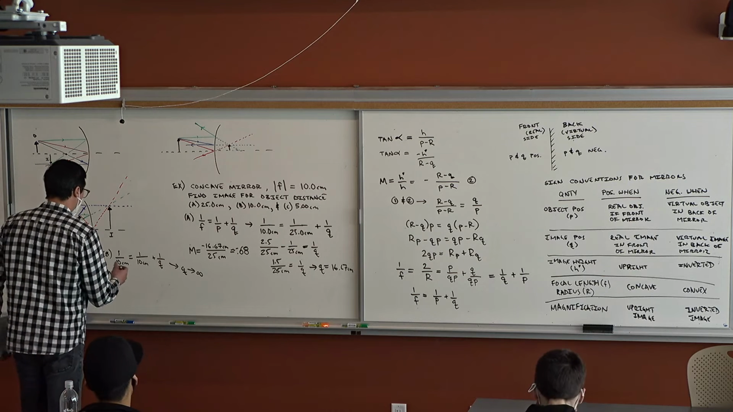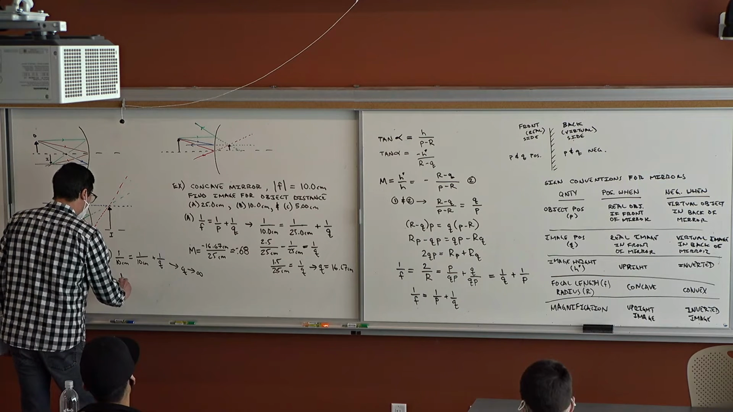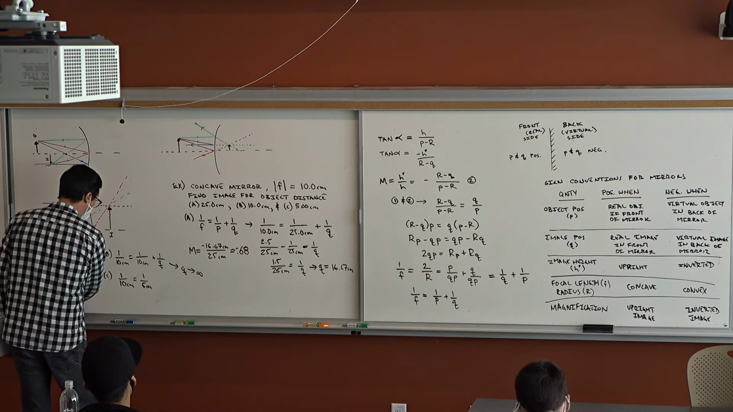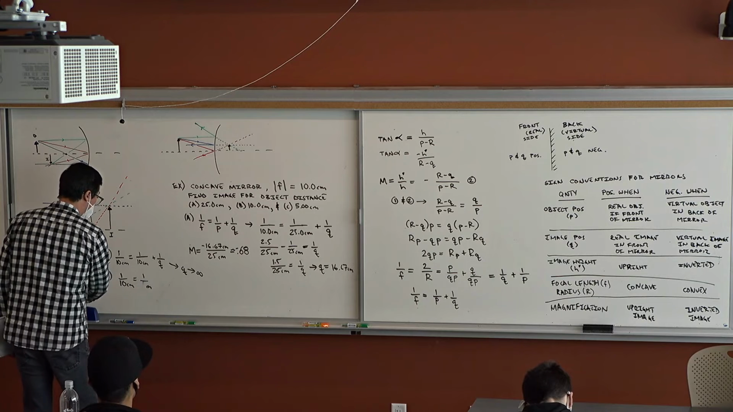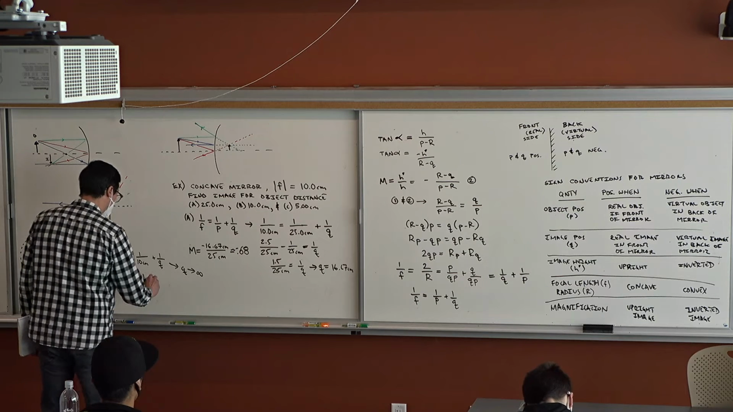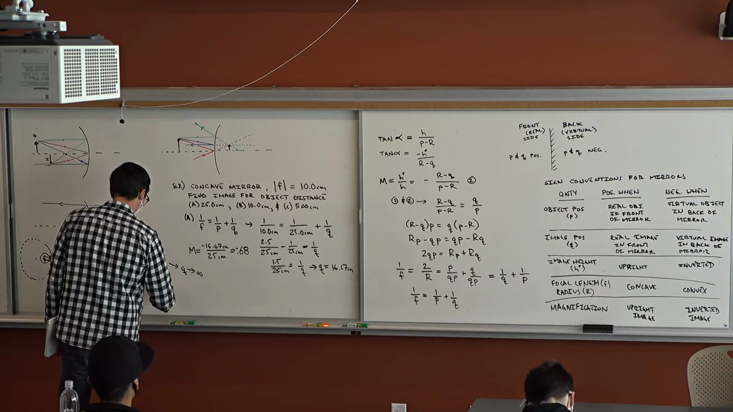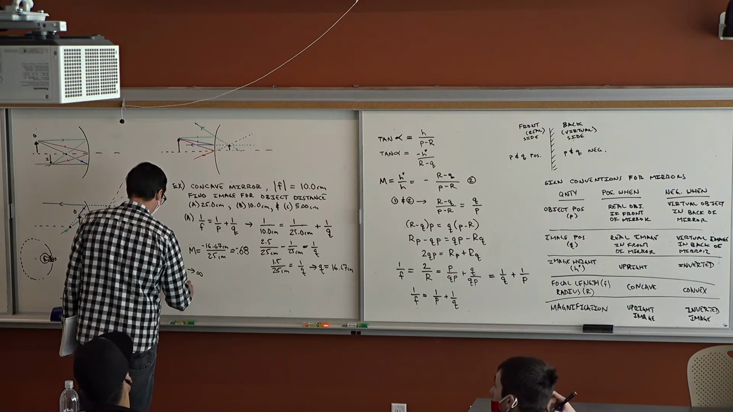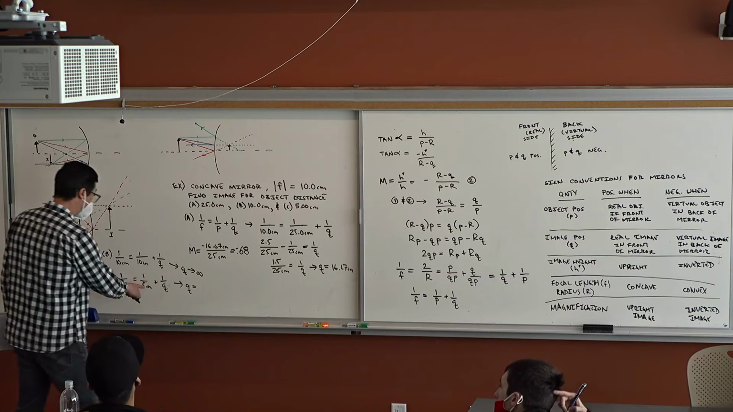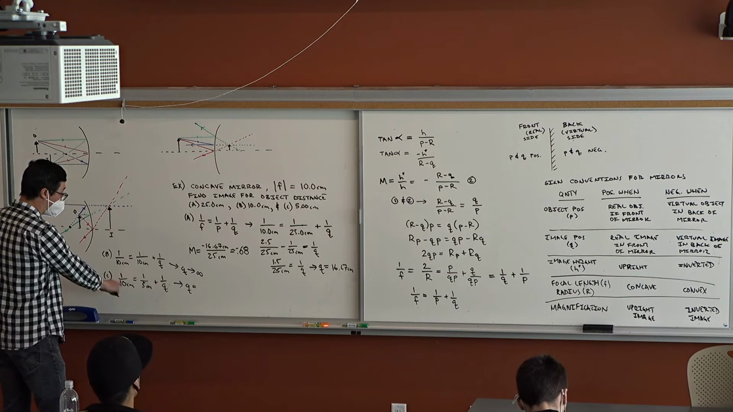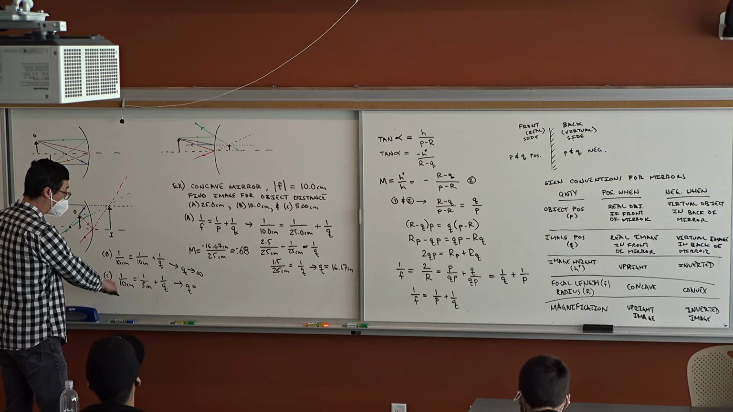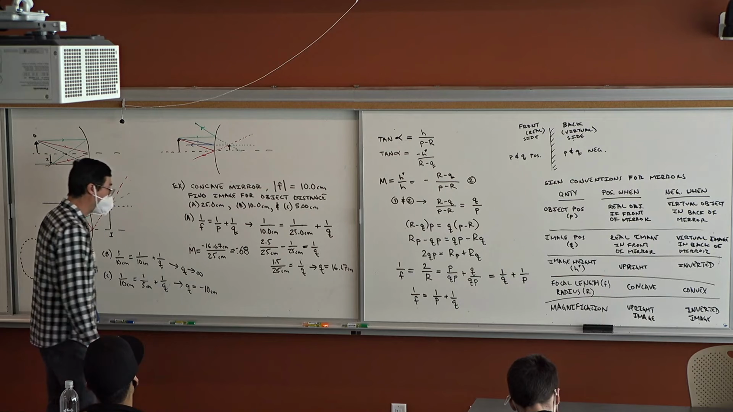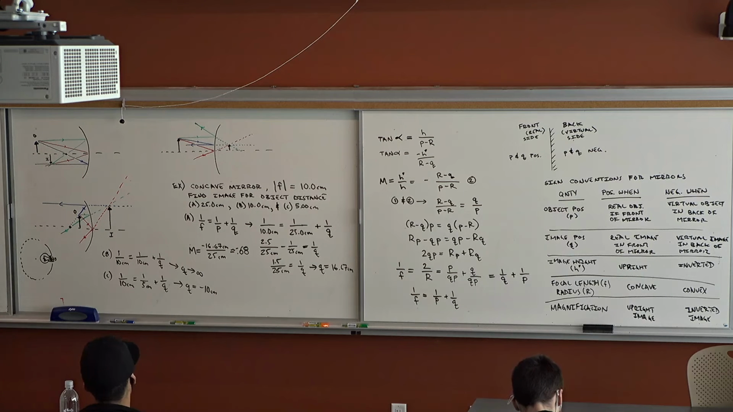Let's see what happens. So 1 over 10 centimeters is equal to 1 over 5 centimeters plus 1 over q. I've dropped sig figs because I'm not actually turning this in. I multiply top and bottom by 2, and so 1 over 10 minus 2 over 10 is minus 1 over 10. So q should be minus 10 centimeters. Is that right? Did I get that right?